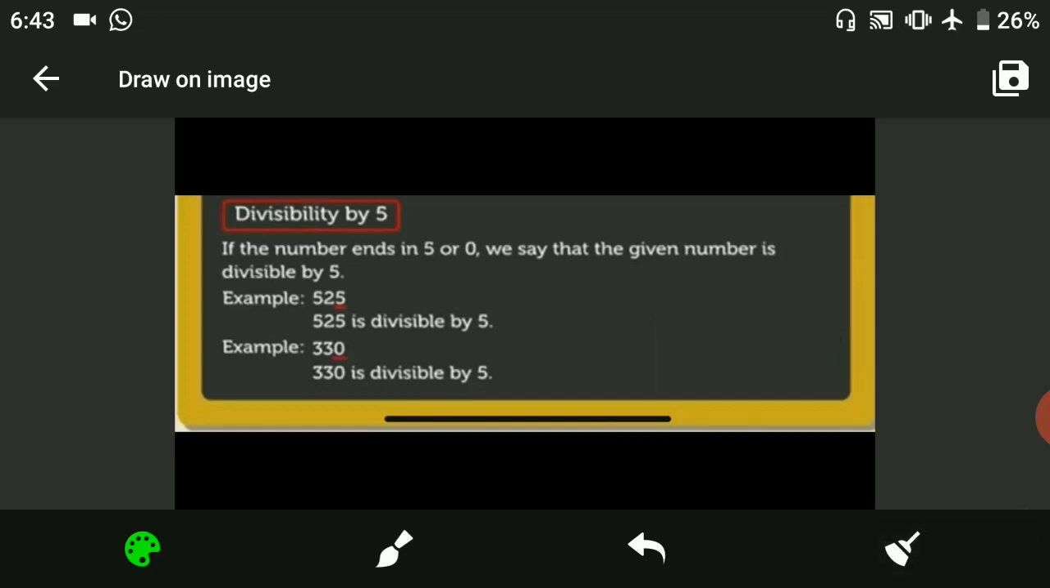Now, see 330. In 330, at the end, what number do you see? 0. If 0 or 5 comes at the end of a number, then we can say that the number is divisible by 5. So at the end 0 is coming, so it means this number is divisible by 5. Clear?